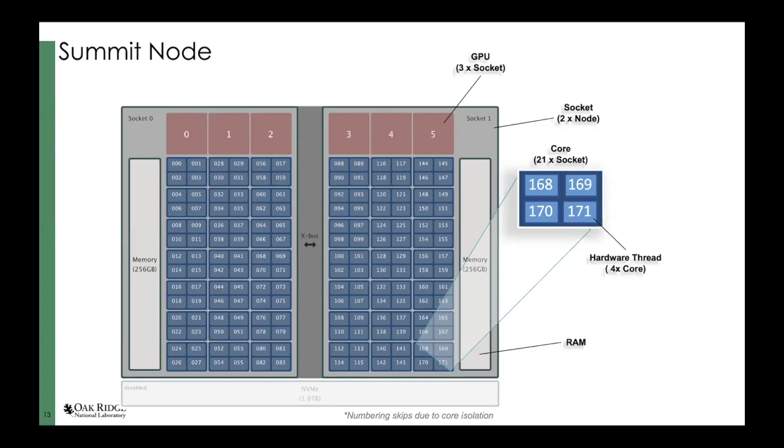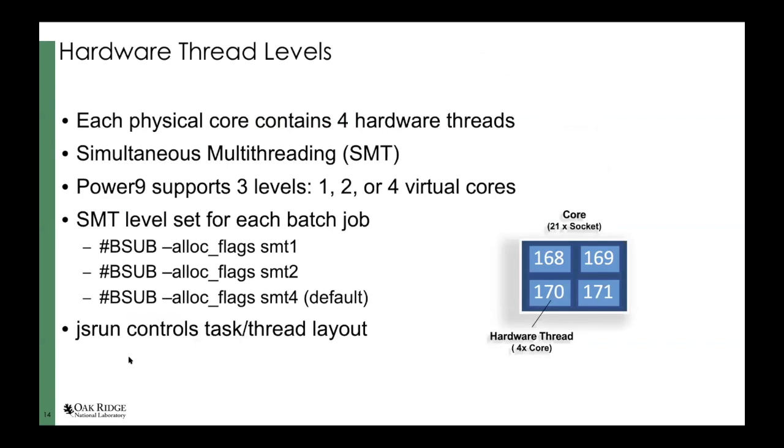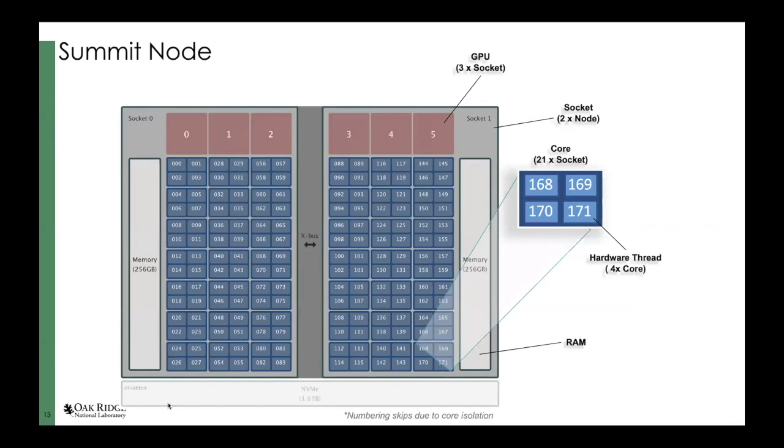You can see it has two sockets. You can see left and right are the sockets, and then at the top you can see the GPUs. So there's 3 GPUs per socket, and then going down, you can see the memory banks there on each Summit socket. You can see the XBus that connects those 2 sockets.